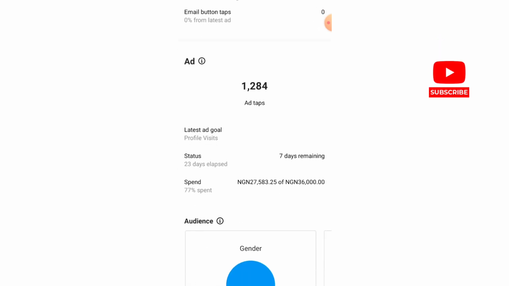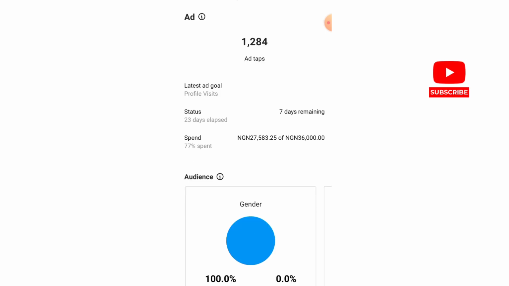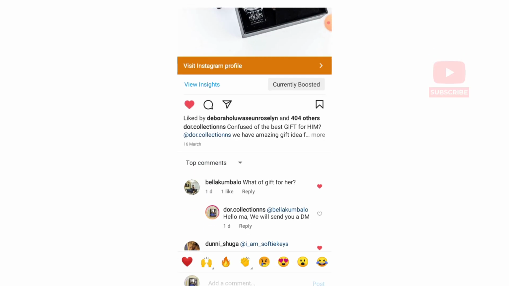And I have spent 27,000 naira on this advert. My budget was 36,000 naira, and it has been running for the past 23 days. You see, there are 7 days remaining. My target is women, and that is that. Now, what are the things you should consider before you sponsor a particular post on Instagram?